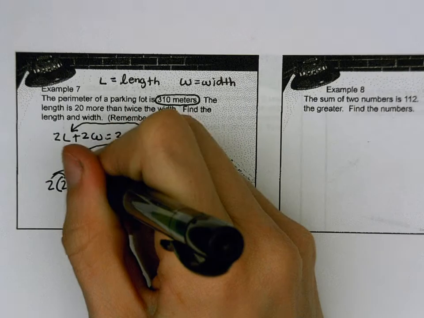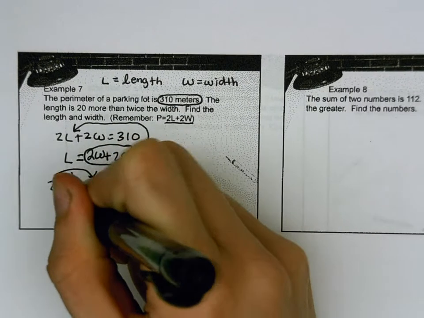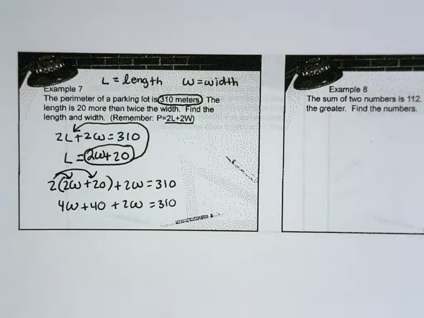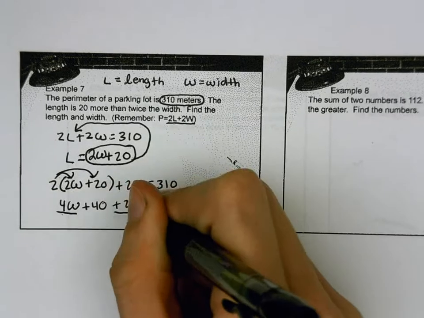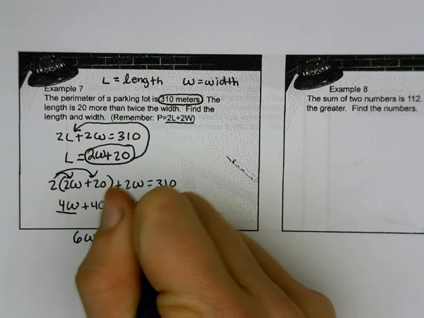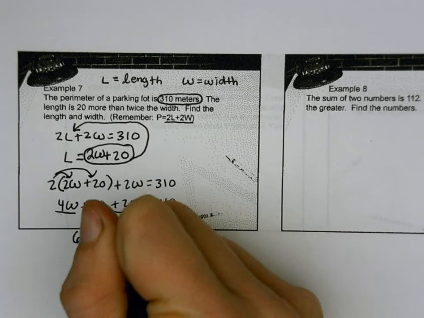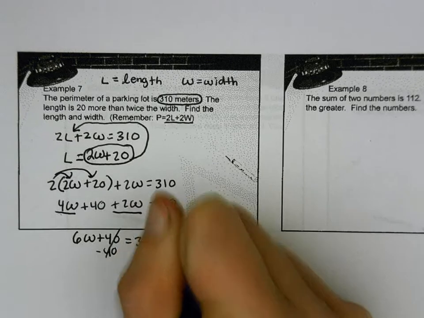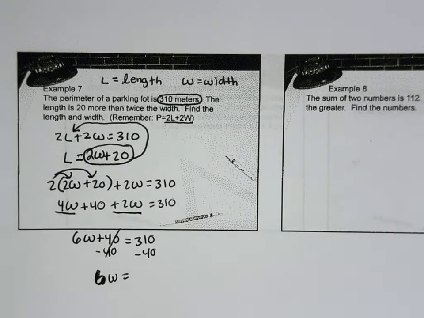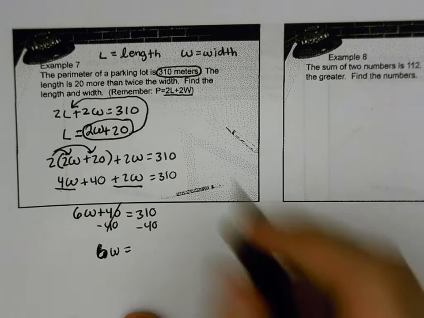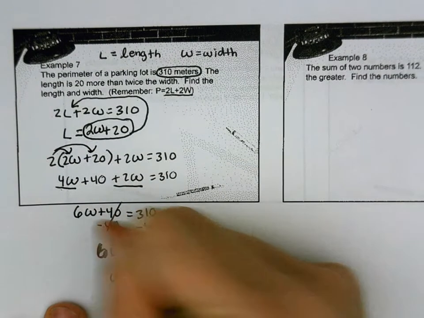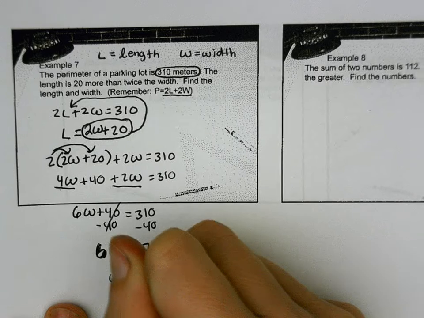We're going to distribute first, and we get 4W plus 40 plus 2W equals 310. Then we're going to combine like terms. 4W plus 2W is going to be 6W. We'll subtract 40 from both sides. We get 6W equals, and 310 minus 40 is 270. And then when you divide that 6 to both sides, you get W equals 45.